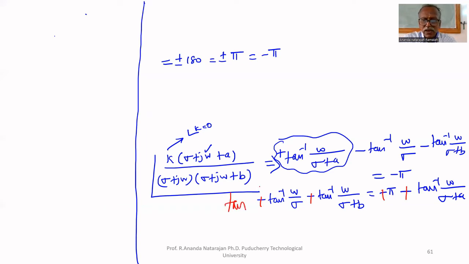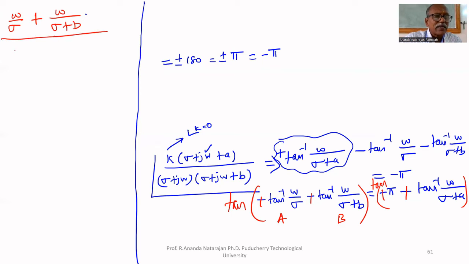Take tan on both sides. Tan inverse of omega by sigma is angle A; let us assume this is A and this is B. Therefore tan of (A plus B) equals tan A plus tan B divided by 1 minus tan A tan B. That is omega by sigma plus omega divided by sigma plus B, whole divided by 1 minus omega by sigma multiplied by omega divided by sigma plus B.